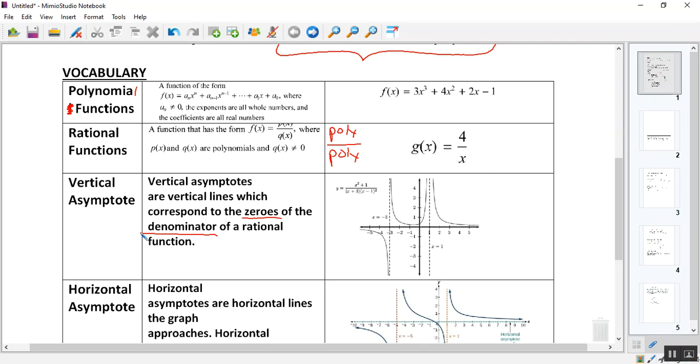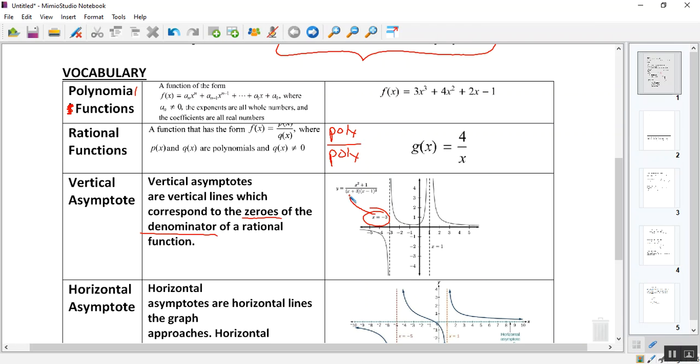It doesn't show up well on the board, but you can see it in your notes. This line right here, x equals negative 3. Why is this a vertical asymptote? This vertical dotted line at x equals negative 3. Why is this a vertical asymptote?